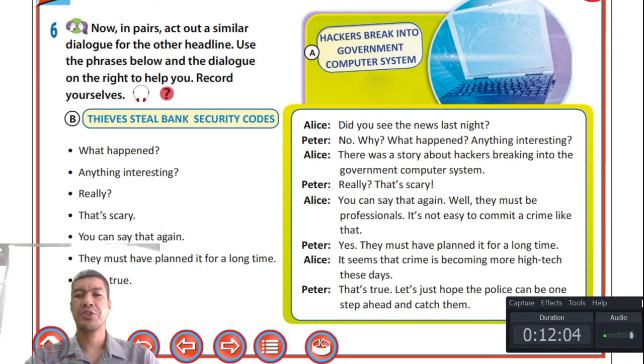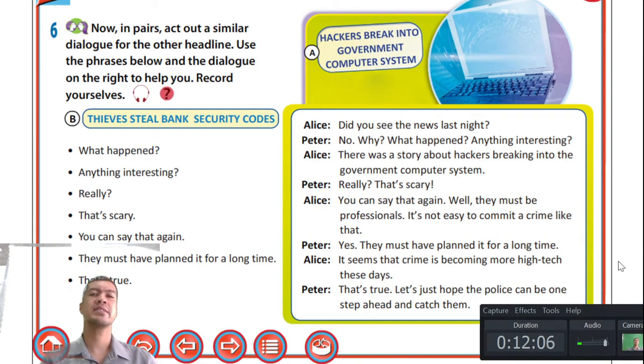Okay, obviously you guys cannot do this activity because you do not have someone with you. But as I have suggested all along, you guys can phone someone and practice this just as a means of sharpening your skills. Let's see what it says.